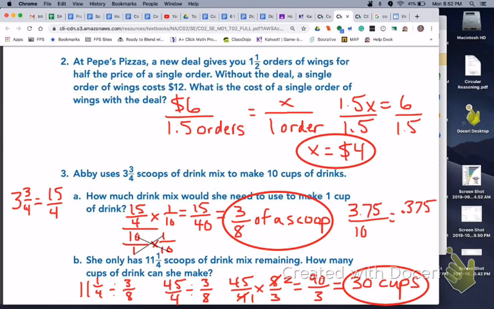For number 2, the cost of a single order of wings with the deal will be $4. For number 3, letter A, Abby would need 3/8 of a scoop to make 1 cup of drink. And for letter B, she can make 30 cups.